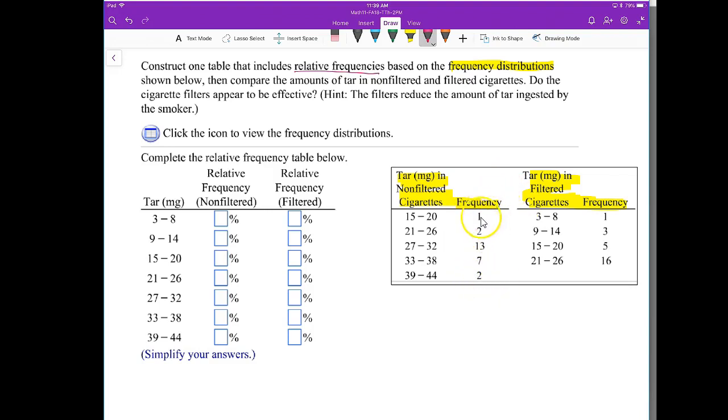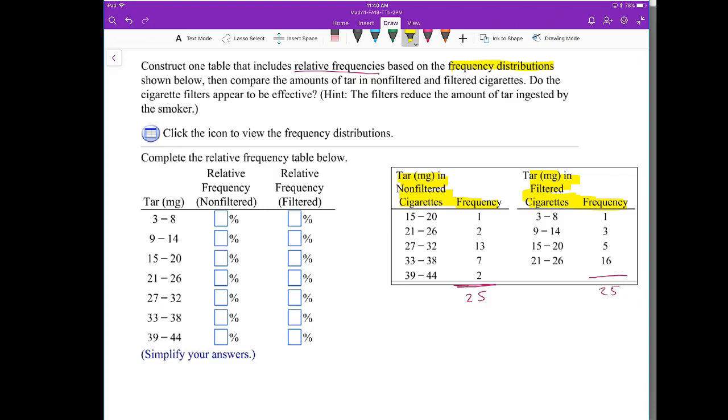We need to figure out how many total values there are. So in this case, we're going to add up all of these values, and what you're going to find is you're going to get 25. If we do the same here, you're also going to get 25 if you add up this column. Okay, so now on to relative frequency.